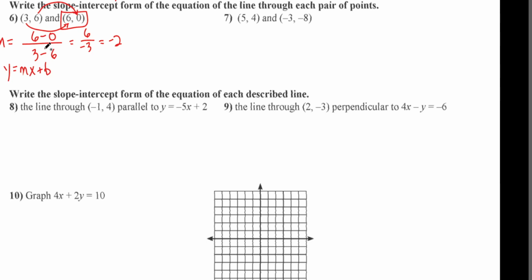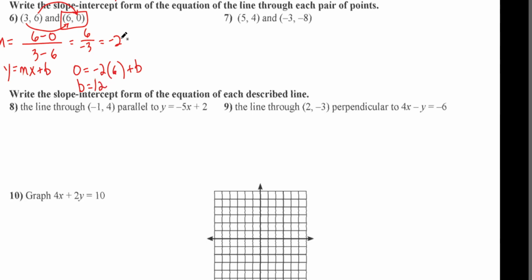So watch. I'm plugging everything that I know into this. We just did 2 problems like this. So what is the y? If I pick this point right here, what is the y? It's 0 equals m, which is negative 2. I just found it, times the x, which is 6, and then plus b. This is negative 12. Let's do a little bit in our head just because of time. This is negative 12, but I want to move it to the other side, so I add a 12. So what's b? It's 12.